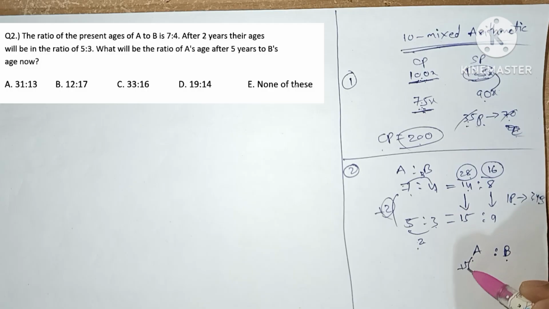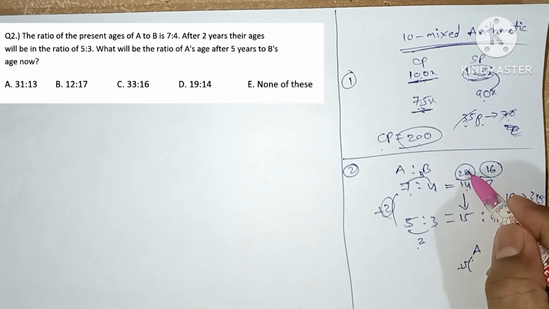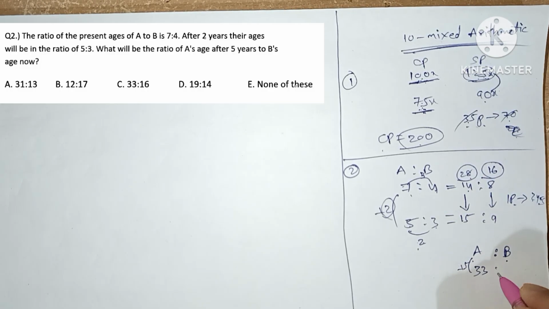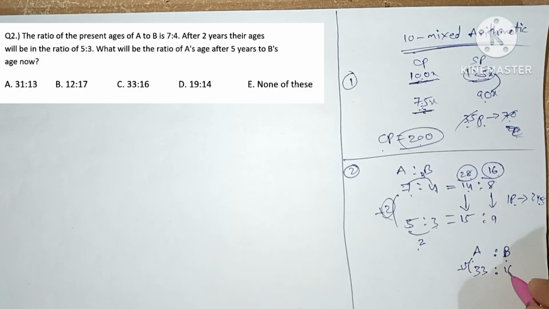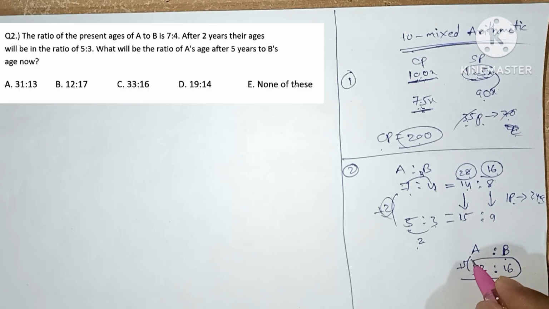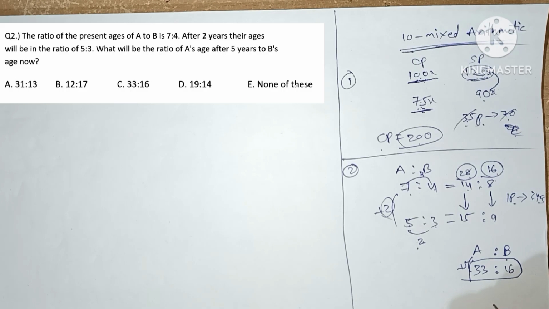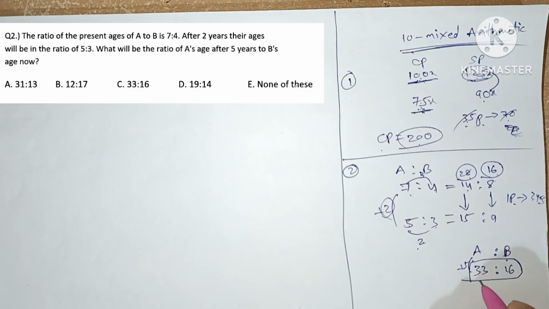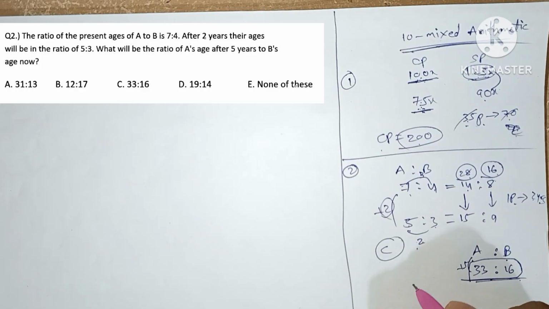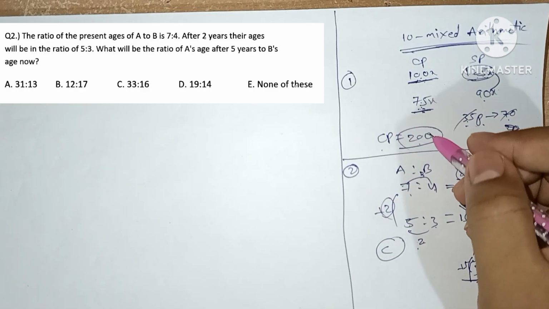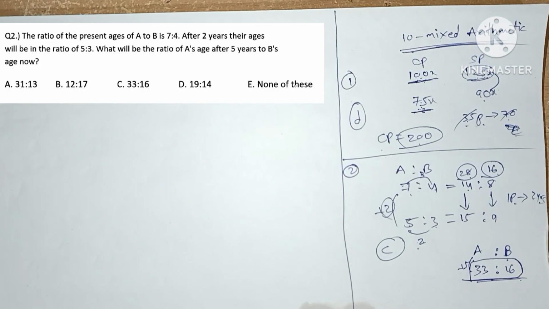Now what we need to find is the ratio of A's age after 5 years to B's present age. After 5 years means 28 plus 5, which will be 33, to the present age of B, which is 16. So we got the ratio of 33 to 16, which is option C. So this is the answer. Let's see the third question.